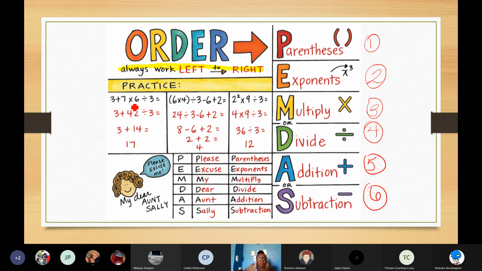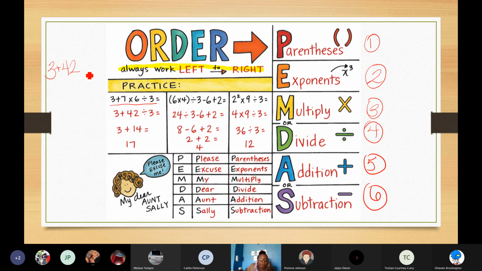Let's take some time and look at this practice problem here. It's pretty easy because we don't have any parentheses or exponents yet. But remember, we're moving from left to right. We cannot solve this first. We are not adding 3 plus 7 first. No, we're going to keep our 3 there. And we're going to multiply first. Okay? And 7 times 6 is 42.